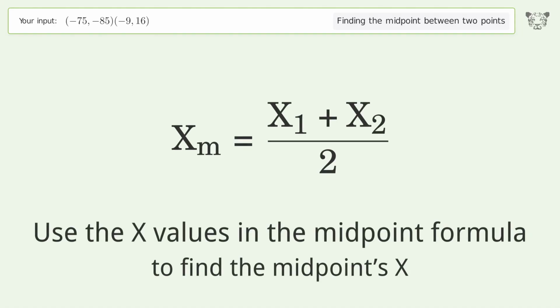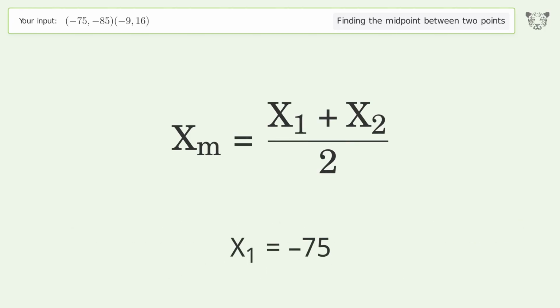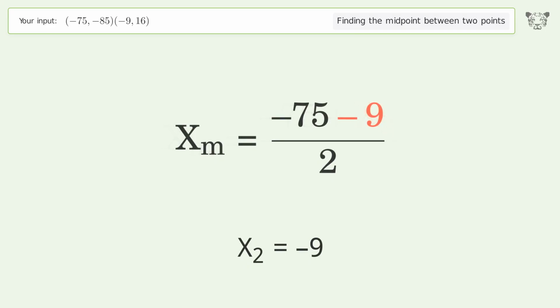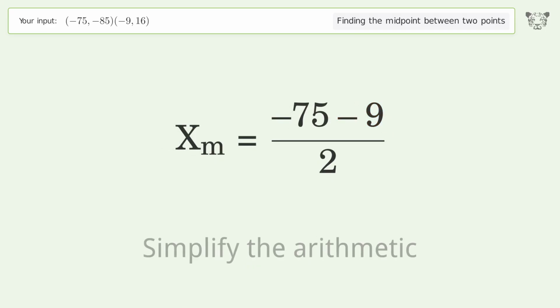Use the x values in the midpoint formula to find the midpoint's x. x1 equals -75. x2 equals -9. Simplify the arithmetic.